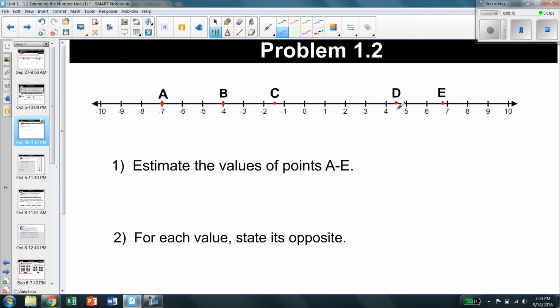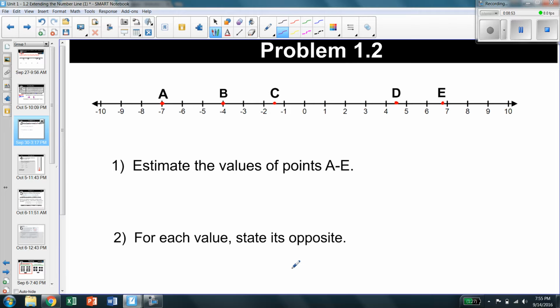Between 4 and 5, D looks like it's right in the middle, so let's call that 4.5. And E, now it's a little closer than halfway. Again, the directions say to estimate, so you could get a bunch of different responses for this one. We could say it's 6 3/4. You might say that it's 6.8. Some people said looks kind of close to 6 2/3. I'd say 2/3 is a little hair to the left, but still a pretty good estimate. So any of those would be acceptable.